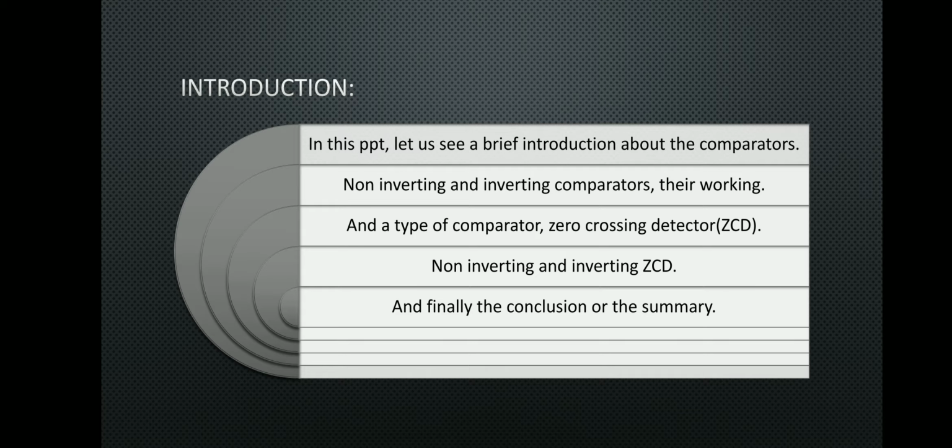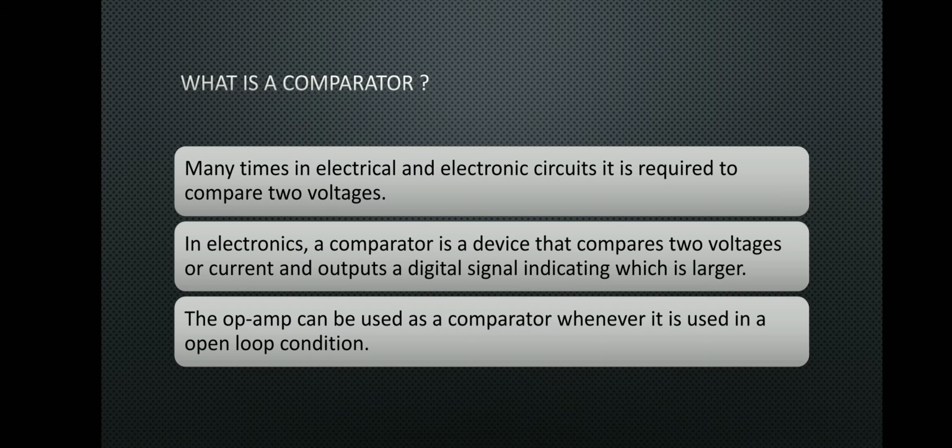Introduction. In this PPT, let us see a brief introduction about comparators and the two main types of comparators, that is the non-inverting and the inverting comparators and their working, and the type of comparator called zero crossing detector and the two types of zero crossing detectors such as the non-inverting and the inverting zero crossing detector, and finally the conclusion or the summary.